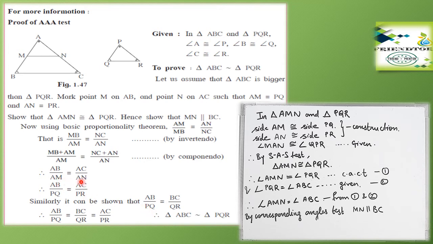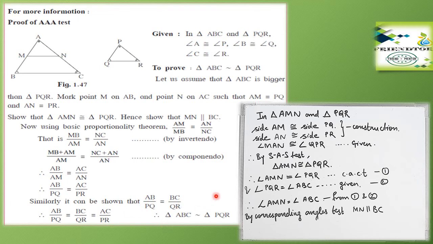Here AM and AN is replaced by PQ and PR, okay, because they are of equal measures or equal length, so we can replace the value of AM by PQ and AN by PR, and hence we arrived here. And similarly we can prove AB upon PQ is same as BC upon QR, okay. Therefore all these three are in same proportion. If the corresponding sides are in same proportion, then these two triangles have to be similar by definition, because angles are also equal and sides are also in same proportion, so they are similar.